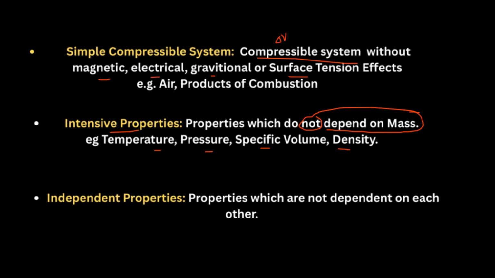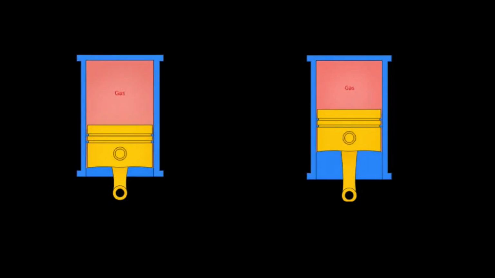But our point of concern is, what are independent properties? Well, properties which are not dependent on each other are known as independent properties. How can the properties be dependent on each other? Well, let us take an example. Now, let us take this system of gas. It is at a certain temperature T1 and let me say it is at pressure P1.